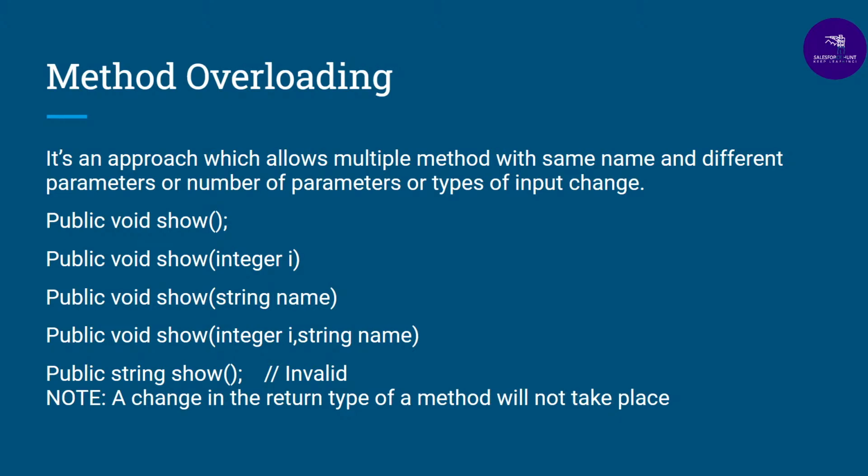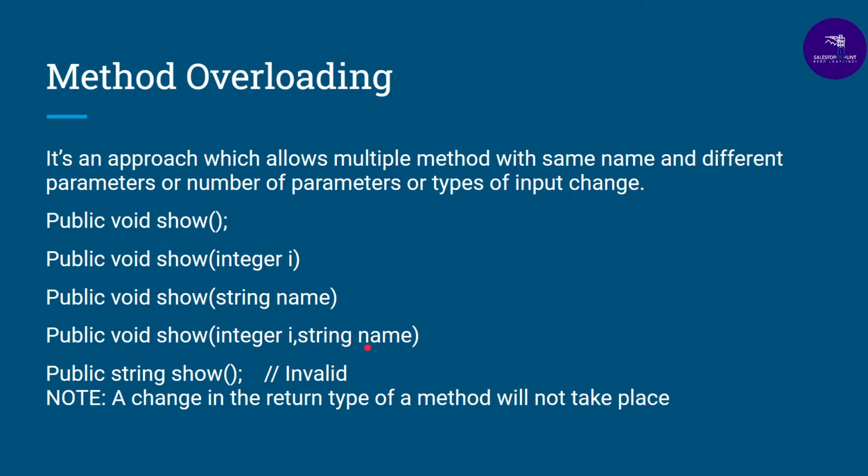Let's focus on my example. In this example you can see public void show. This is one method, called show, and I want to create another method with the same name. Here you can see public void show, and I pass one parameter, an integer i. After that you can see public void show with a string name, which is another parameter. Now public void show with two types of parameters: one is an integer, and the second one is a string.